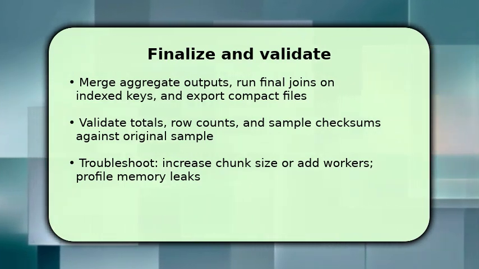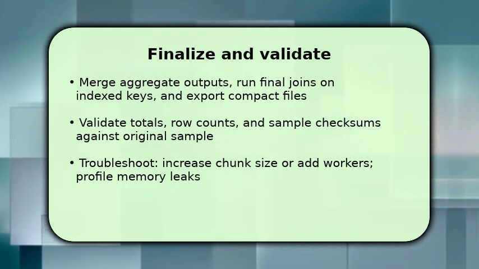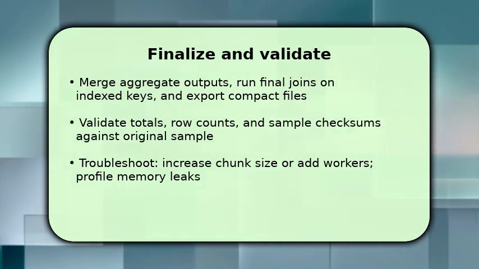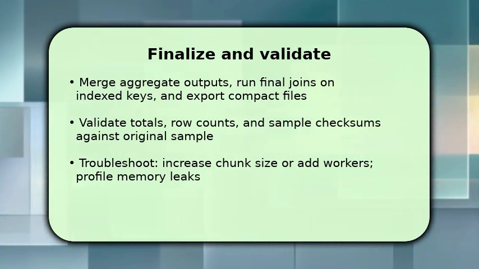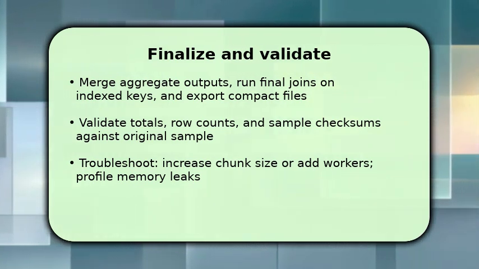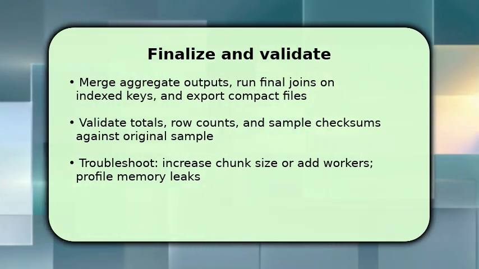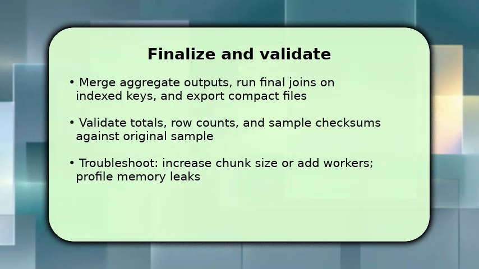Write compact output files in Parquet or Feather for downstream use. Run validation. Compare totals, row counts, and sample checksums against the original sample to catch subtle errors. Once done, run a full end-to-end test on a subset, and then scale.